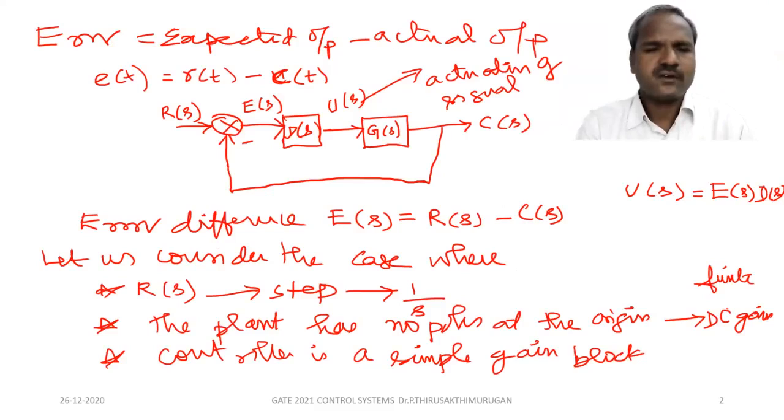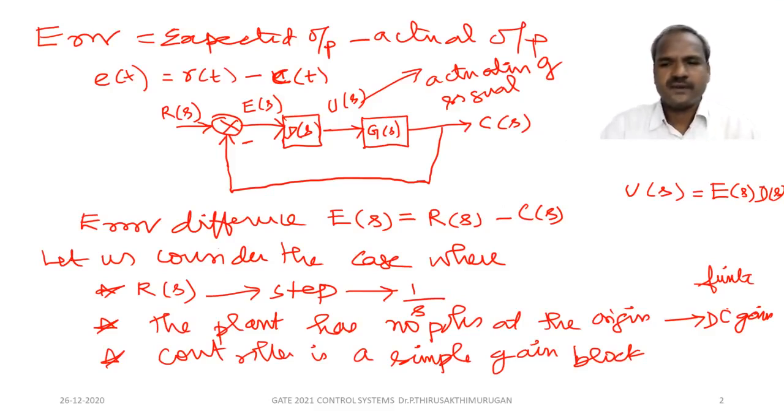So E of t equal to R of t minus C of t, where E of t is the error and R of t is the expected output. Suppose it's a unity system, unity input, with the gain of k, then it becomes the gain of the system, right?